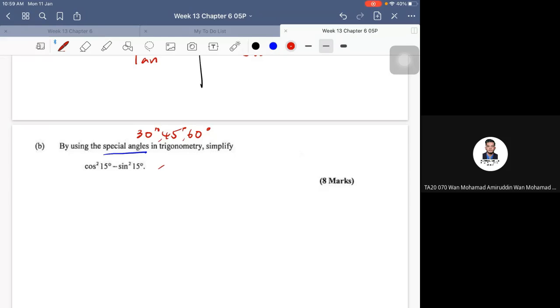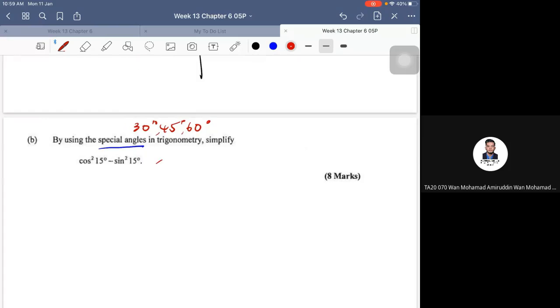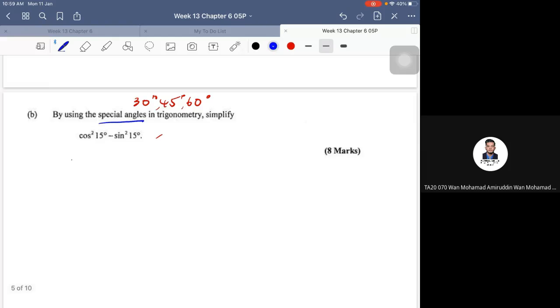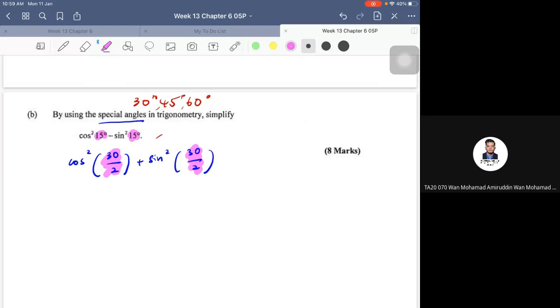Okay, for this case, I figured that the simplest way to do this adalah menggunakan special angle. So one way that you could do this adalah you boleh tulis ni sebagai cos square 30 bahagi 2 tambah sin square 30 bahagi 2. Okay, because we know that, so 30 bahagi 2 you akan dapat balik nilai 15. Maknanya if you write it in this form, so you boleh pakai double angle. No, you boleh pakai half angle formula. Okay, so let me show you this one first.